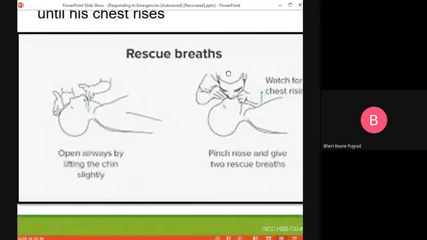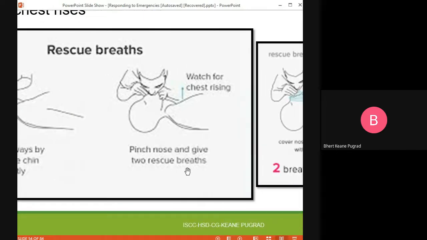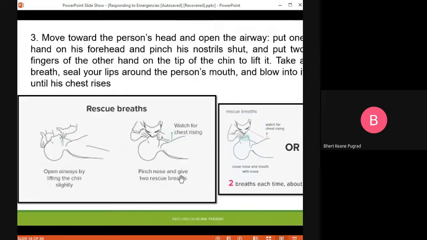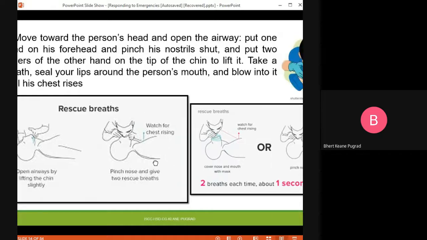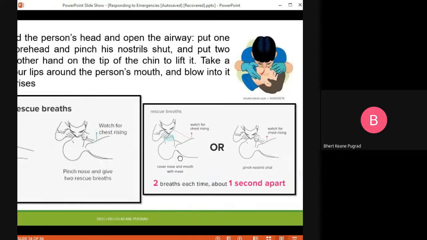Okay? So, you need to open the airway, head tilt chin lift maneuver, and then you need to pinch the nose and give 2 rescue breathing or rescue breath. Okay? You should also, para ma-determine mo kung positive, no? Kung tama yung pagbigay natin ng rescue breath, there should be rise and fall of the patient's chest. Okay?